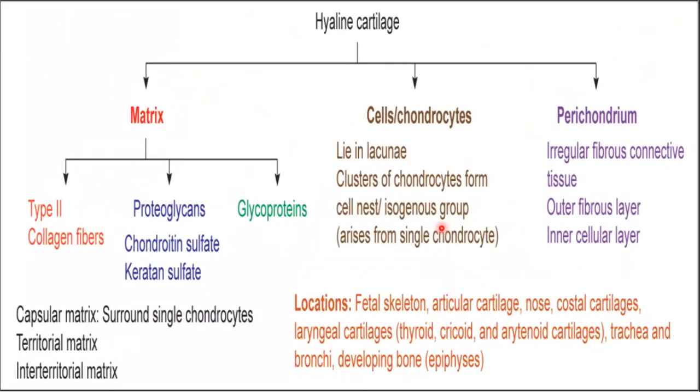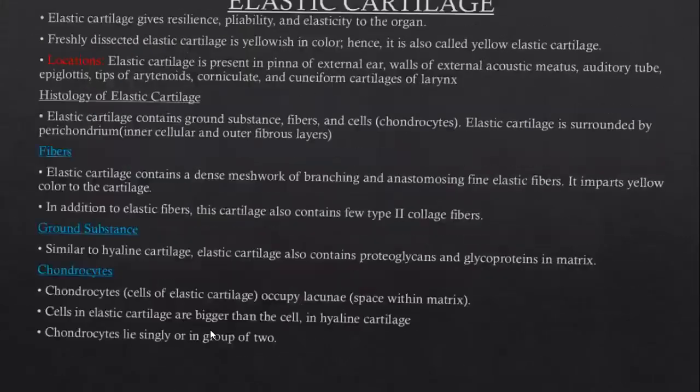Okay, this is the summary: matrix, cells, perichondrium. Matrix: type 2 collagen, proteoglycan. The main proteoglycan is aggrecan. Glycosaminoglycans: we have keratan sulfate, chondroitin sulfate, also hyaluronic acid. The cells in lacuna form isogenous groups. Perichondrium: outer fibrous, inner cellular. Then you have the types of matrices: capsular or the pericellular, territorial, interterritorial. You can pause the video and look at that.